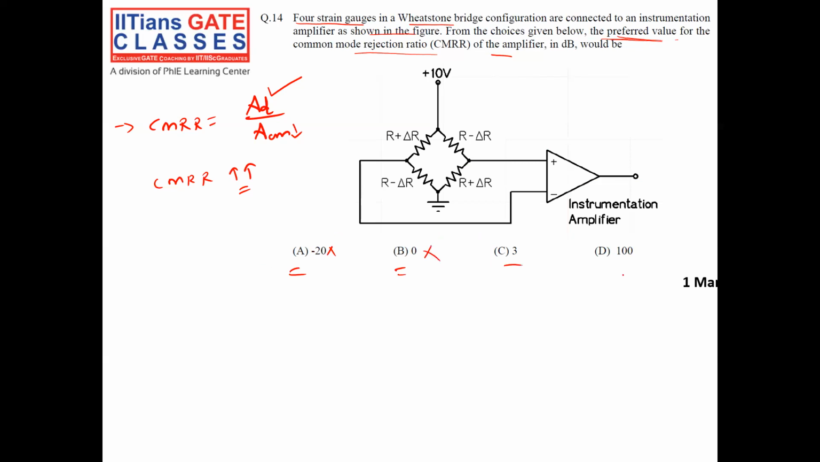Then between 3 and 100, what you want is the common mode gain to be very less, so that means I want my CMRR to be very high. So definitely the preferred value is 100. This should be the answer. It's a very easy question. For that, you need to understand what a CMRR is. If you know what a CMRR is, I can easily tell you what my preference is.